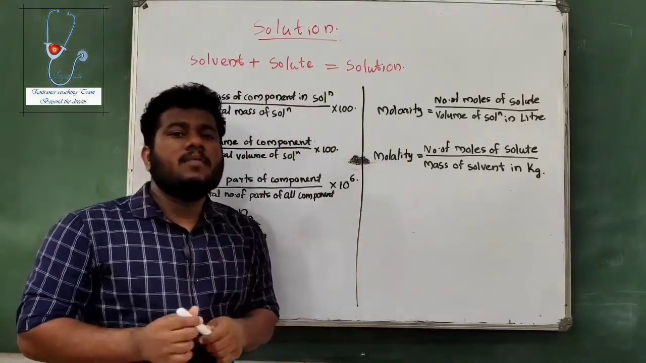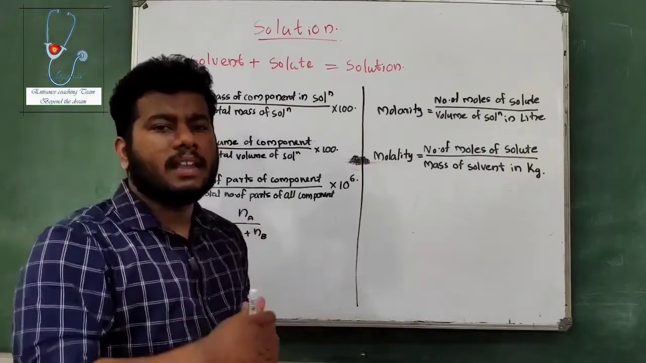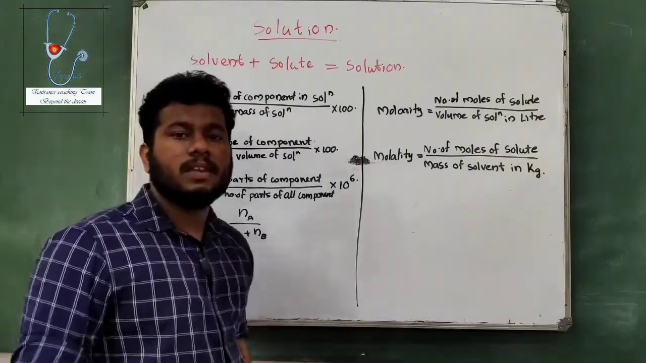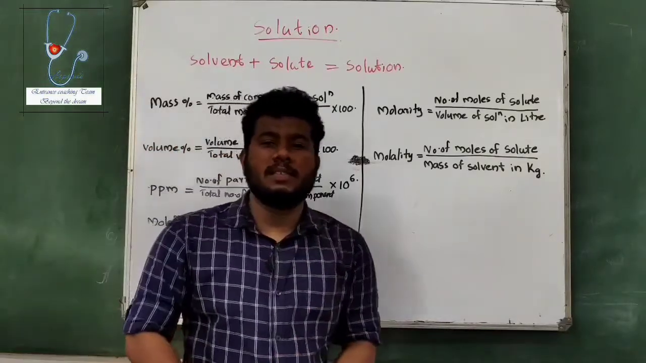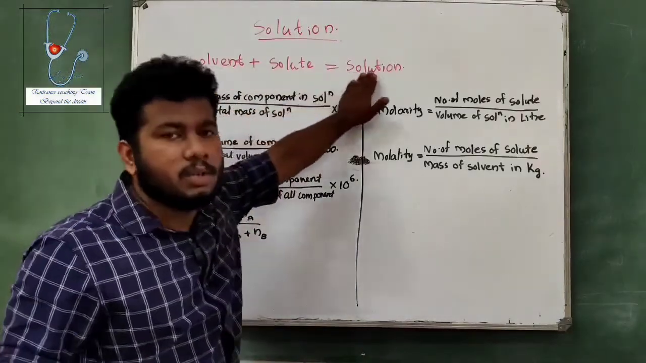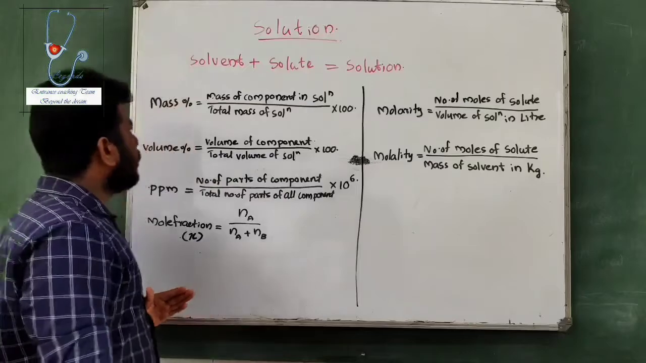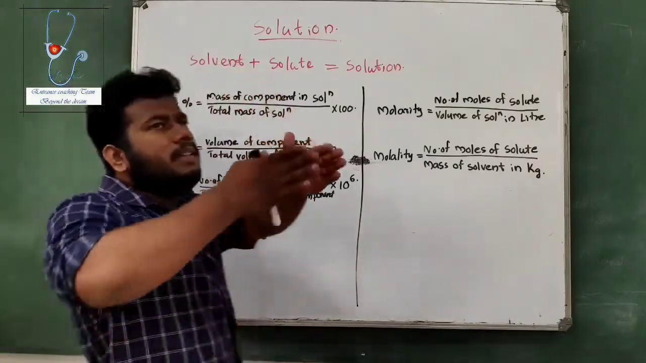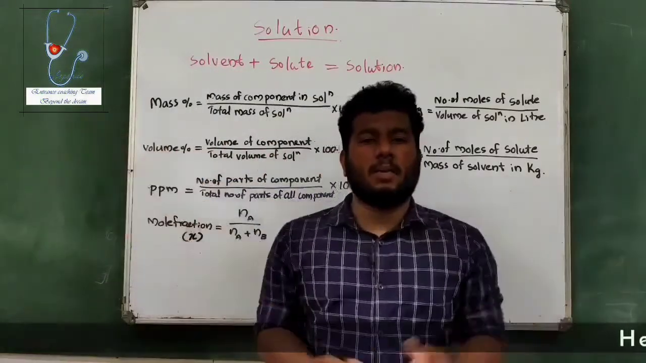In this chapter, we will discuss only binary solutions. Binary solutions means only two components are present. Okay. Solvent plus solute is equal to solution. Then we break this chapter into 7 topics.